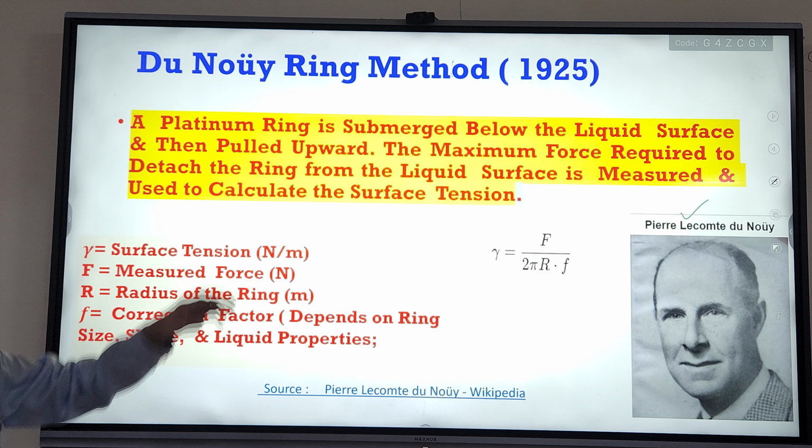is submerged below the liquid surface, and there is an inward pull, and one force is acting, the inward pull and the upward pull. Of course, this all depends on the cohesive force. So just as it detaches, it comes out, and that force is the surface tension. That is the surface tension. And there are some correction parameters also. The radius of the ring is also very important.